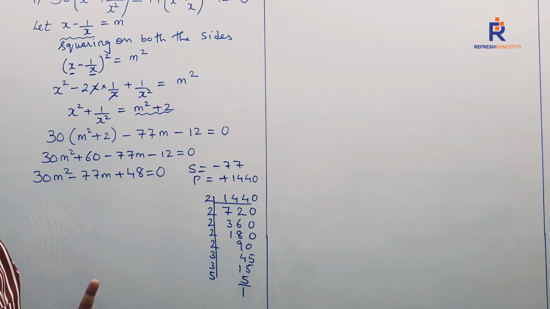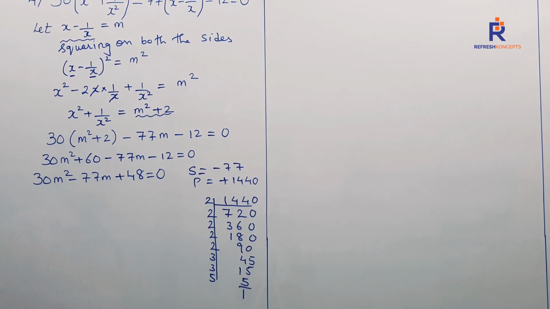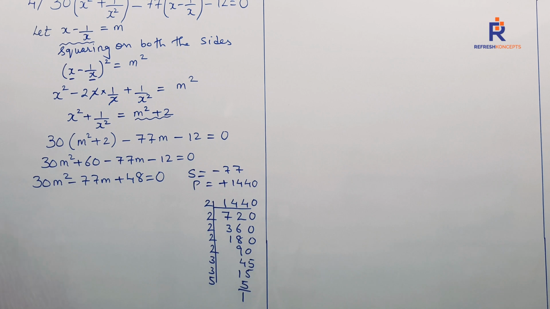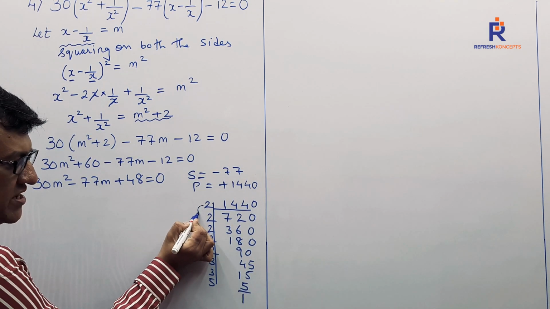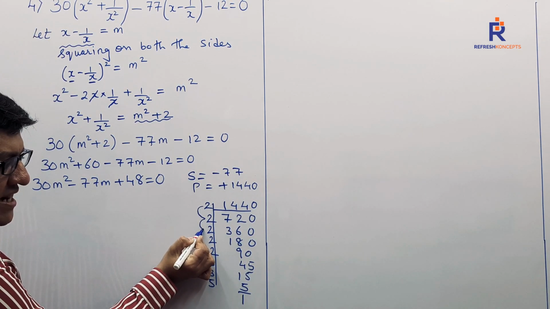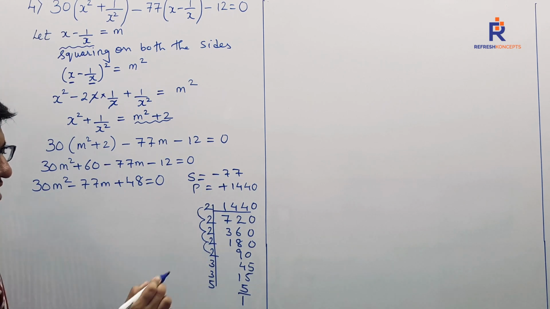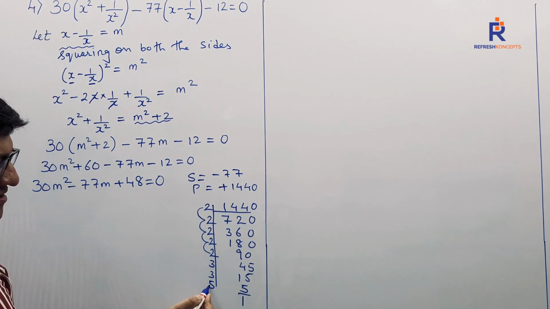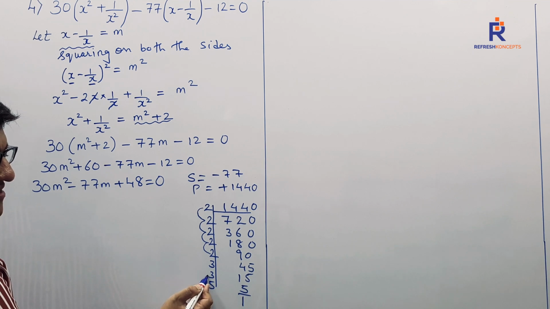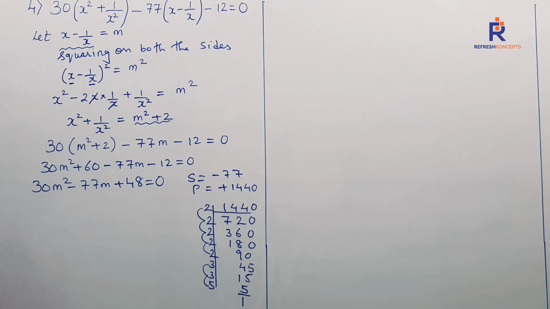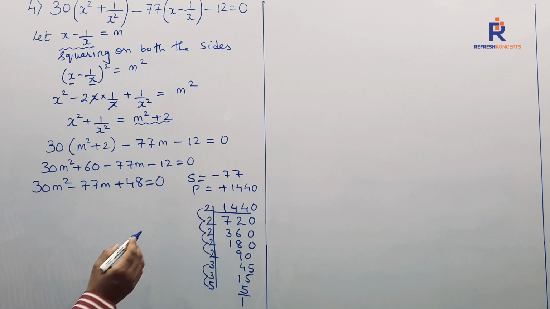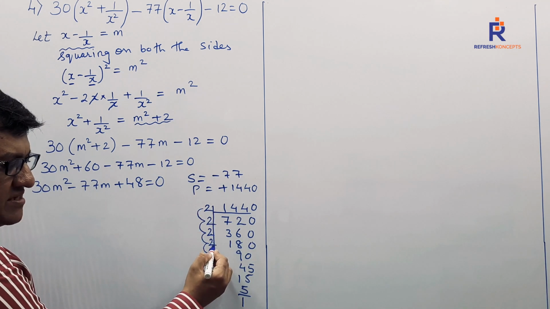What did I say? This is the try and error method. So we need to go for something called try and error. 2 2s are 4, 4 2s are 8, 8 2s are 16, 16 2s are 32. I'll pause. 5 3s are 15, 15 3s are 45. Once again, 2 2s are 4, 2s are 8, 2s are 16, 2s are 32.